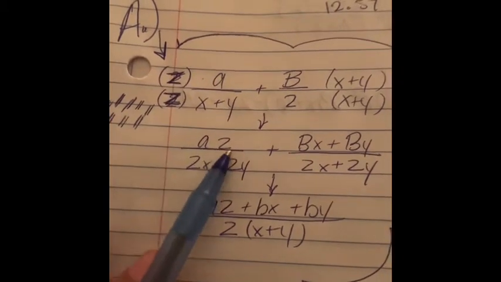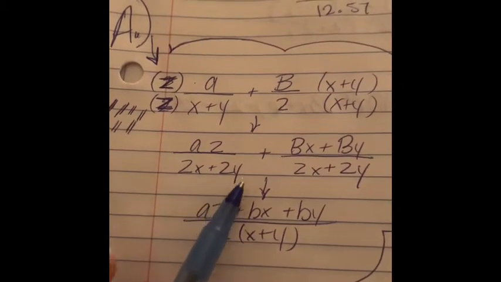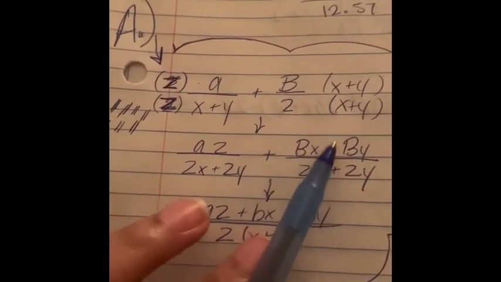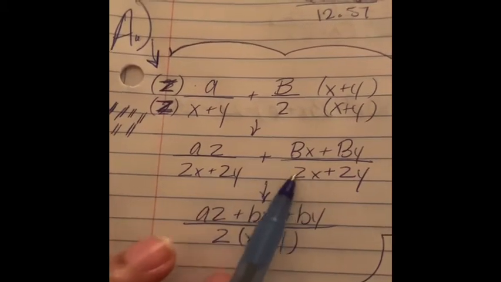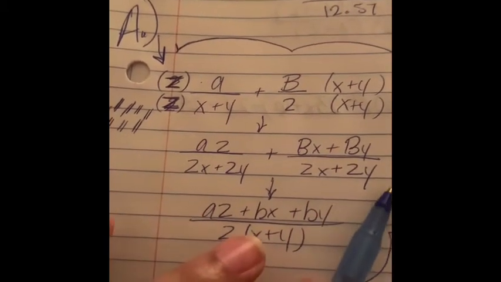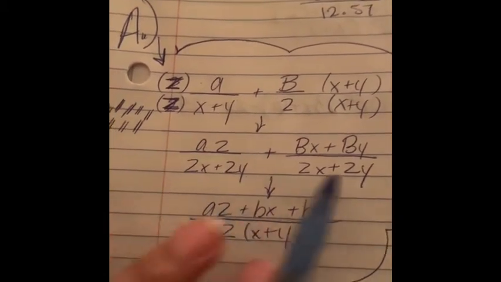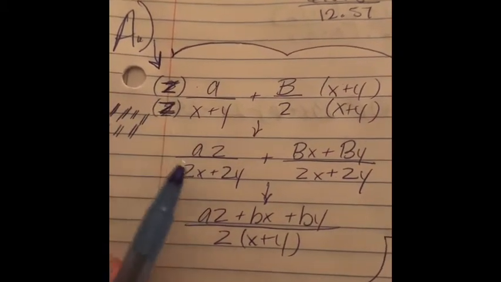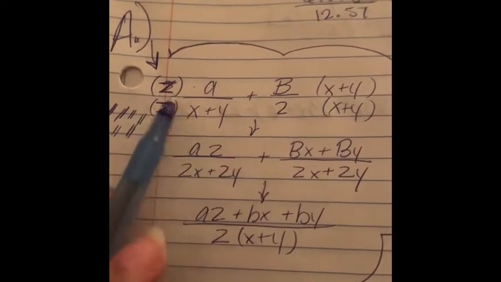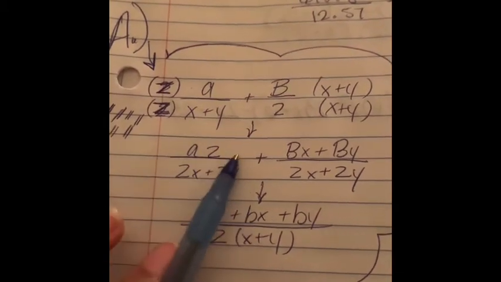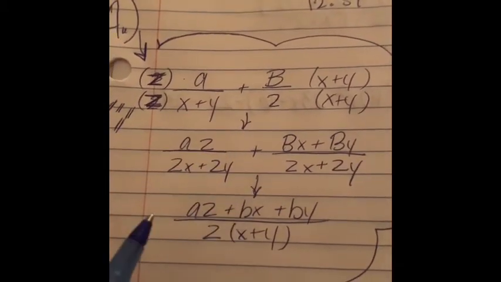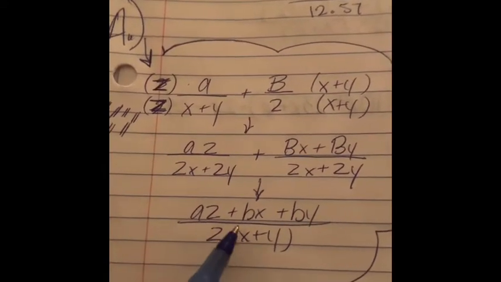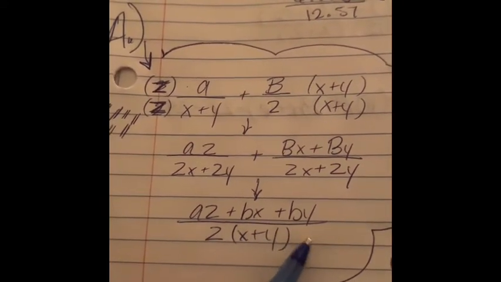You would get az over zx plus zy, addition, bx plus by over zx plus zy. So the denominator would remain the same, but the top is slightly different. As you can see, the letters coordinate, or they're similar to whatever you add it to. And for my final answer, you would get az plus bx plus by over zx plus y.